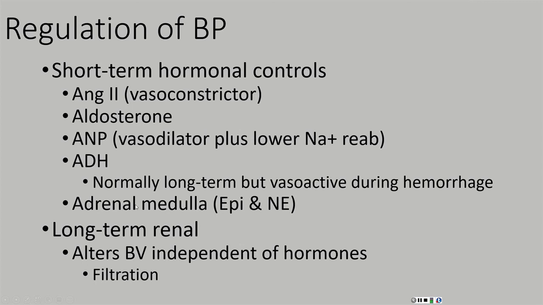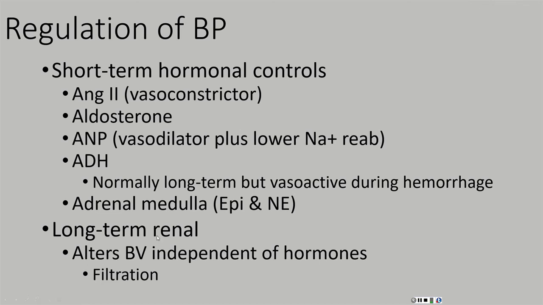The adrenal medulla. So the adrenal glands, just above each kidney, we have adrenal glands. The middle of the adrenal gland is called the medulla. The outer part is called the cortex. But the adrenal medulla is part of our sympathetic nervous system. It releases epinephrine and norepinephrine. And we've talked about what epi and norepi can do.